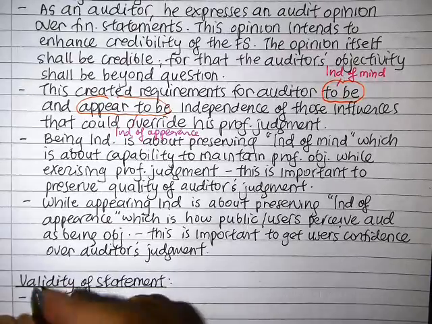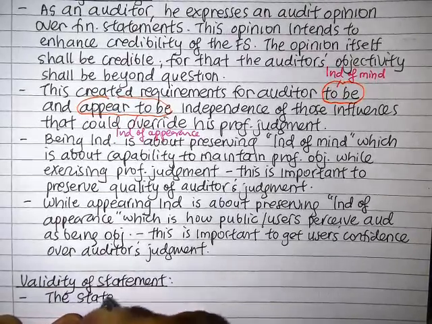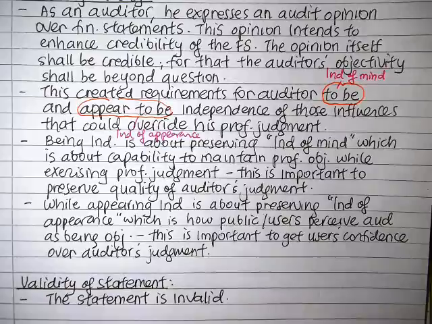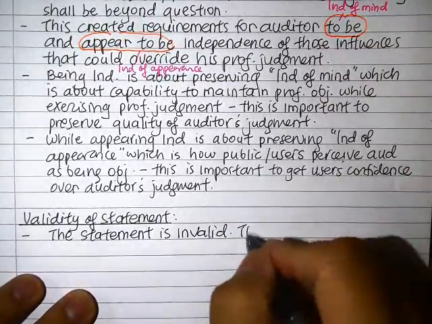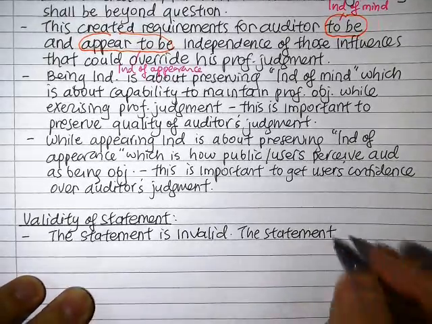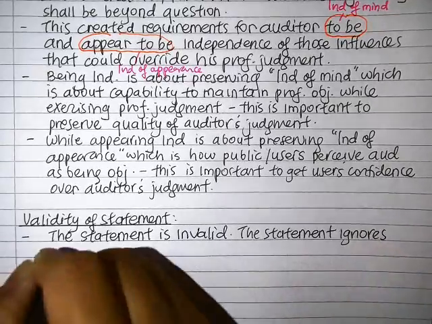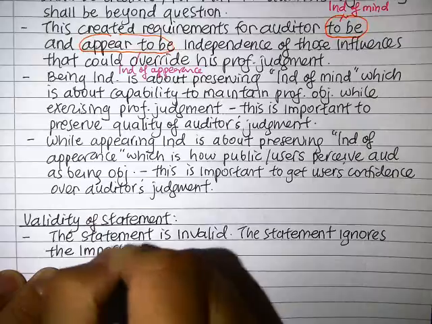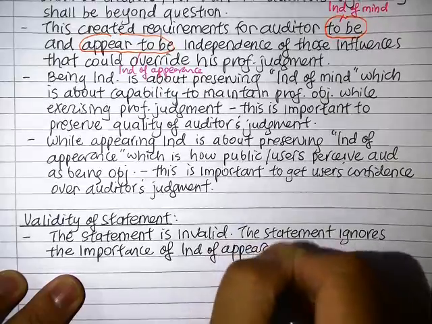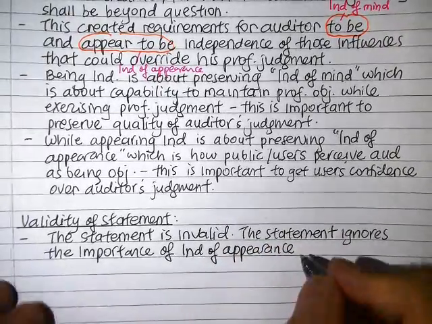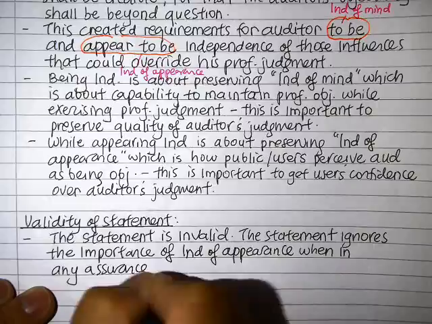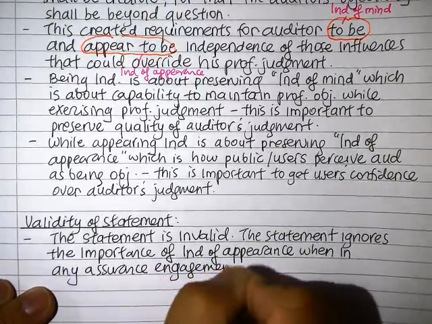So if you just have independence of mind, yes, you can have the quality, but there will be no point because the people will not believe what you say. And just appearing independent is not enough, because there's no point with all these people believing in you, but you do not have quality in your work. So that's why we need both, you see. So that's why in this case, we believe that appearance is important to get users' confidence over auditor's judgment or opinion.